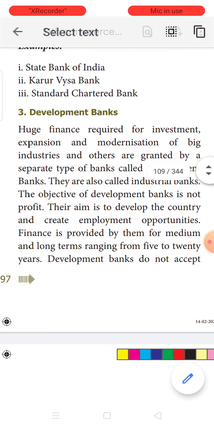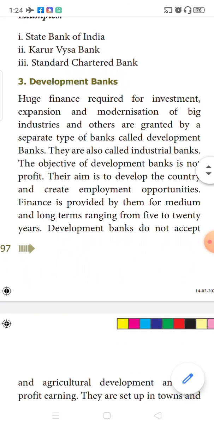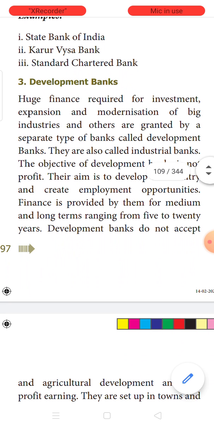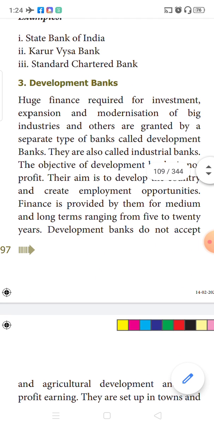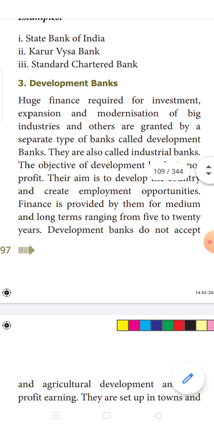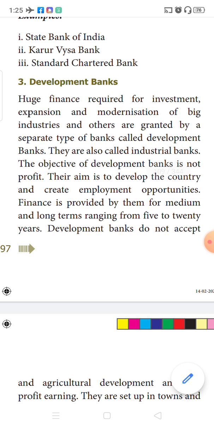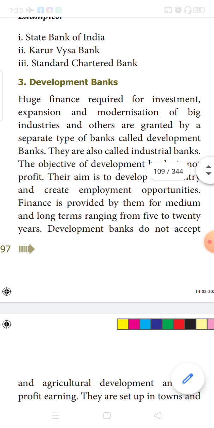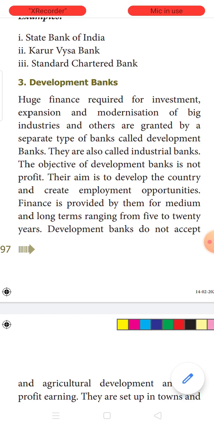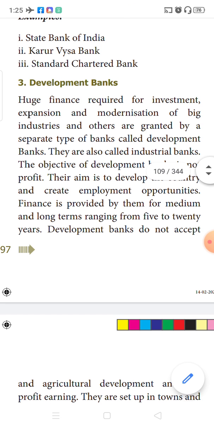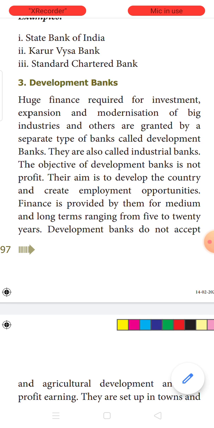Next is development banks. From the name itself, we need to understand that the main purpose of this bank is to develop the country. Whenever we think of development, a huge amount of money is required for the development of the country. Individuals do not have a huge amount of money to invest in the development of the country. They can invest for the development of themselves.